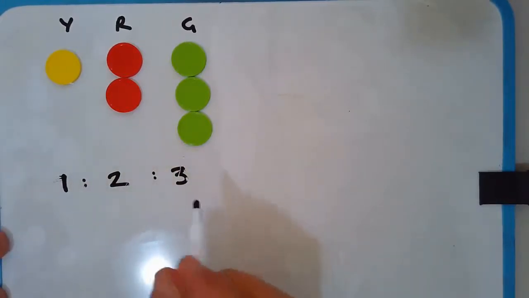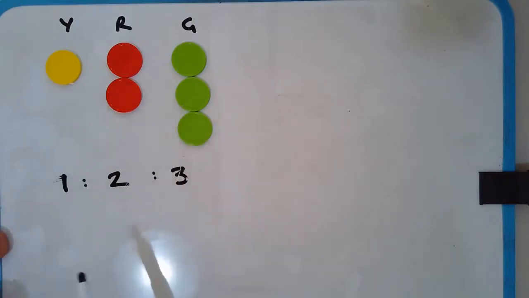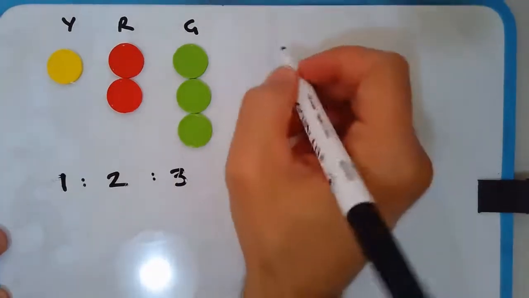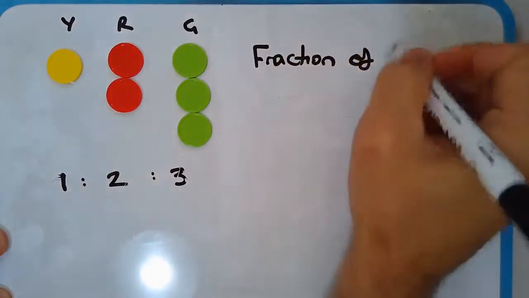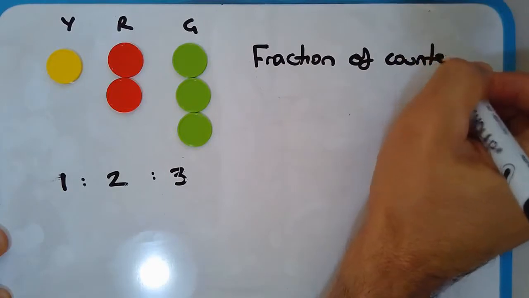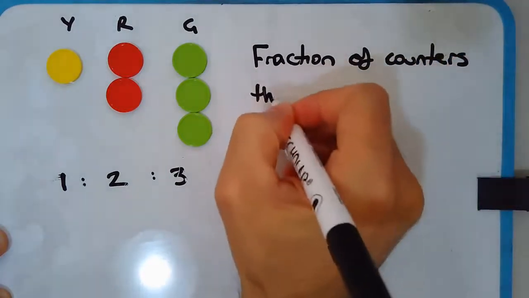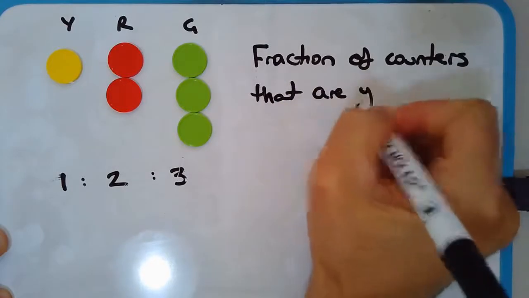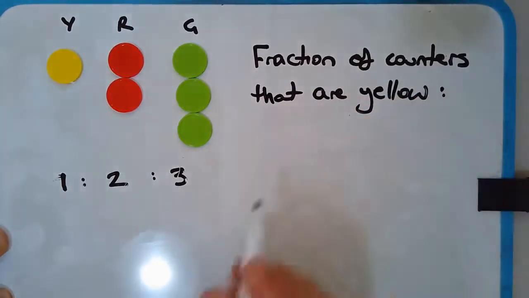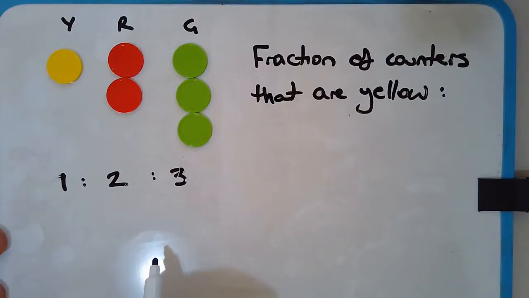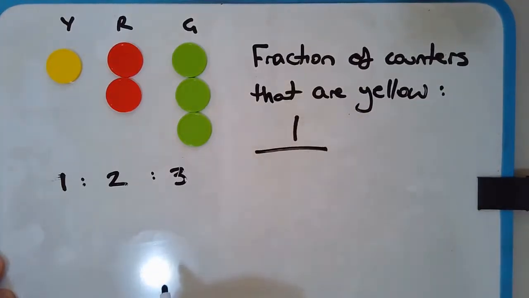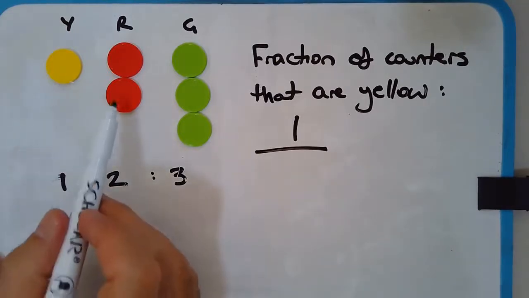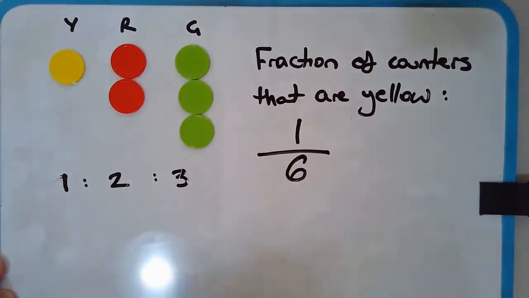So what fraction of the counters are in fact yellow? Well, how many yellow counters do we have? 1. How many counters are there in total? 1, 2, 3, 4, 5, 6. We've got 6. So the fraction of the counters that are yellow is 1 over 6.